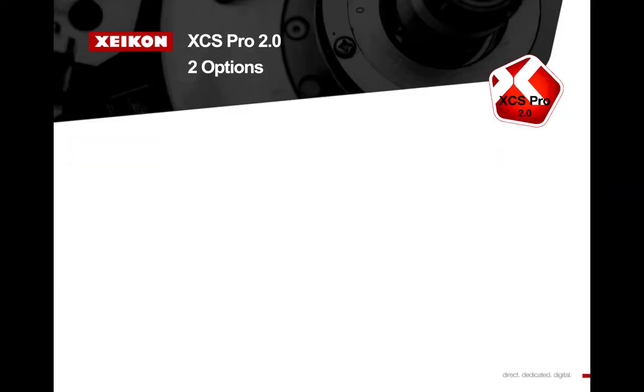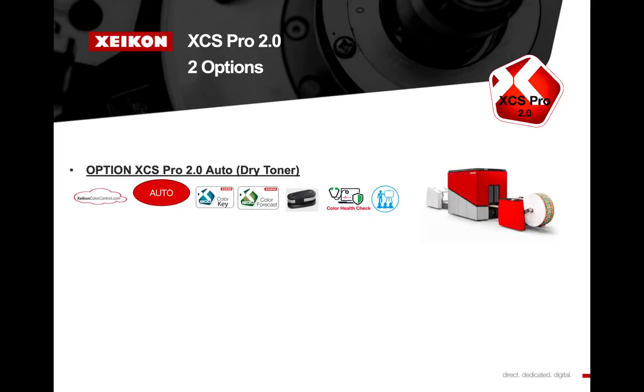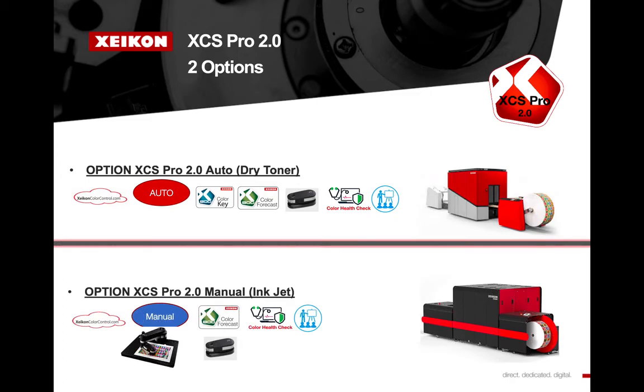So we have two options with our new system. Remember, everything is a site license. So option one, because we have our inline spectrophotometer on our dry toner machines, is the Xeikon Pro 2 Auto. And then for other machines which do not have yet an inline spectrophotometer, we have the manual process, but we still have a lot of strong and wonderful technology behind all that.